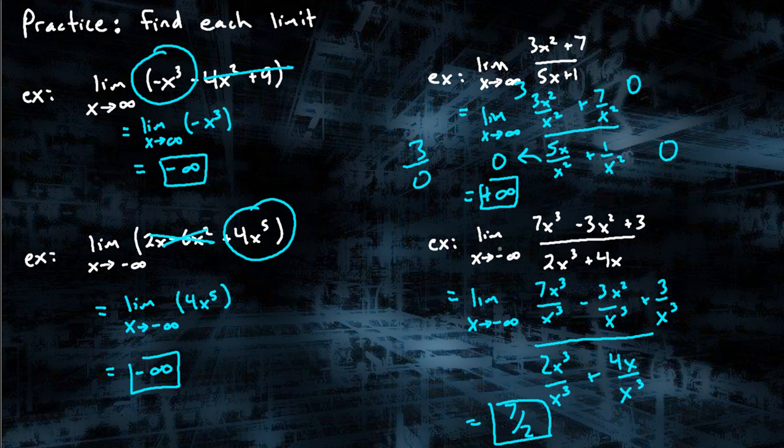Okay, right here, bottom right, we're going to negative infinity, but that's ultimately not going to matter because this term, and this term, those all go away when I divide by my highest power. And I have 7 over 2. So 7 over 2 right there.